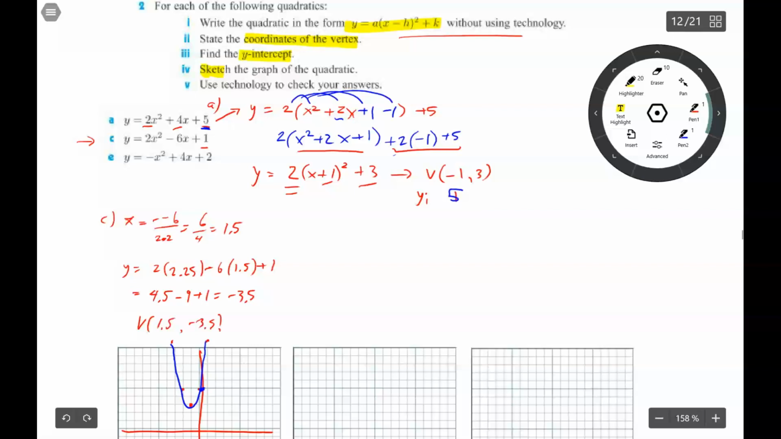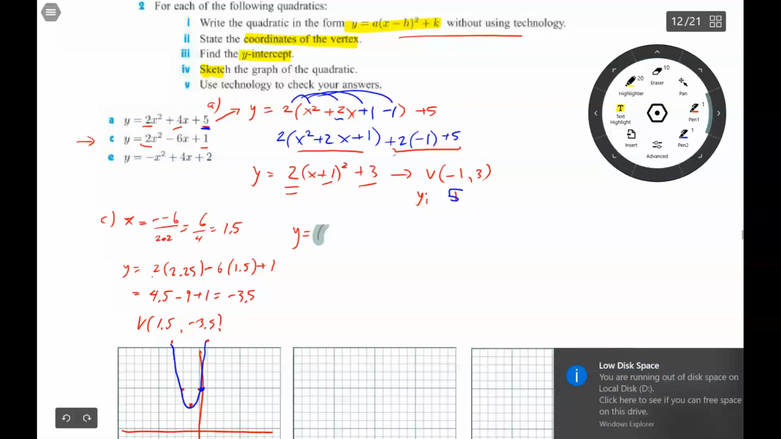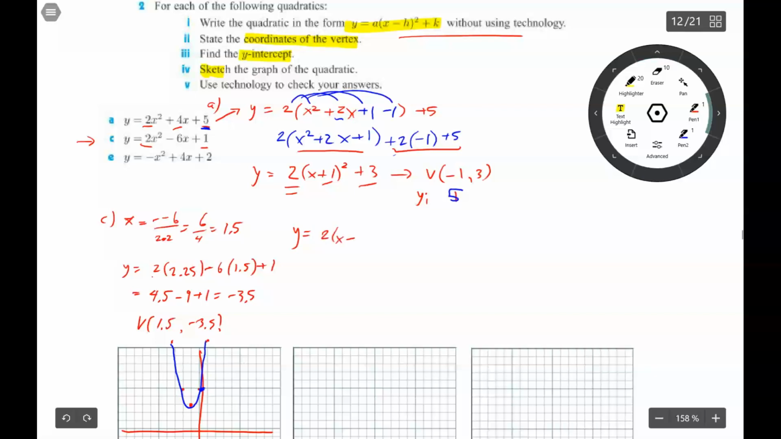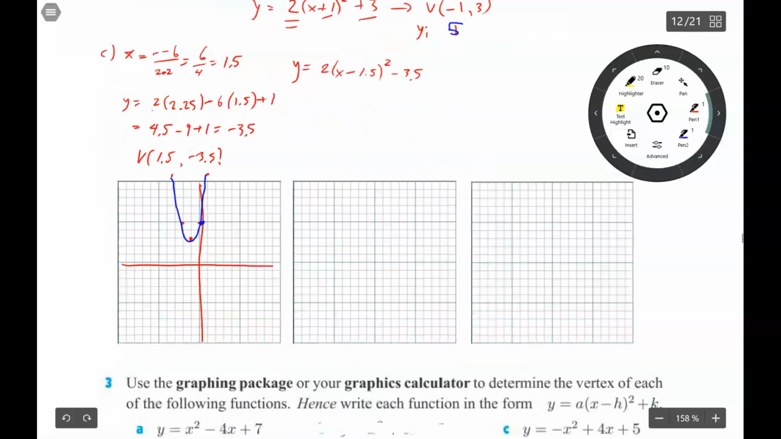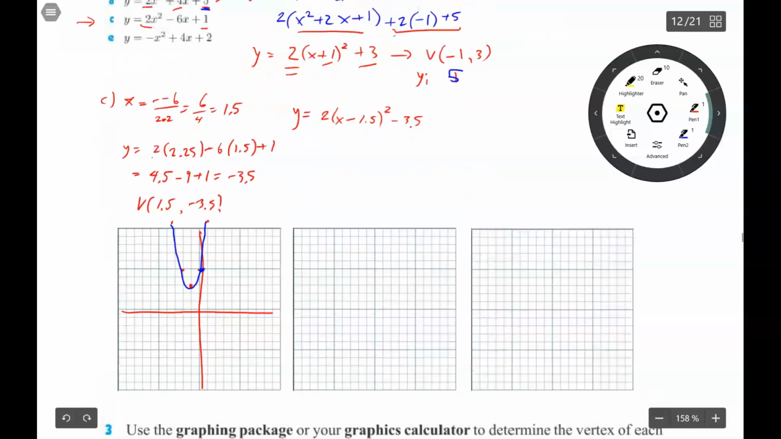And if we wanted to write it in vertex form, we would write y equals, and what's our a value? Our a value is 2. So we need to make sure we put our a value here. x minus 1.5 squared minus 3.5. So this will be the equation for the second graph.